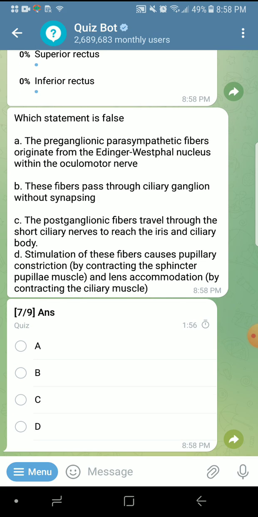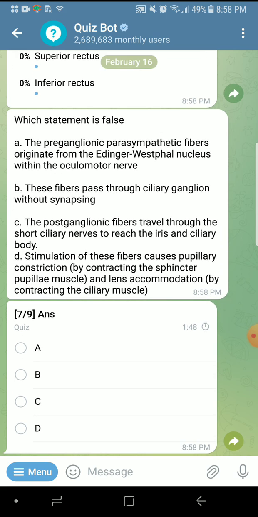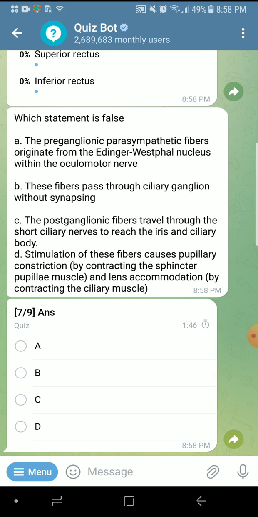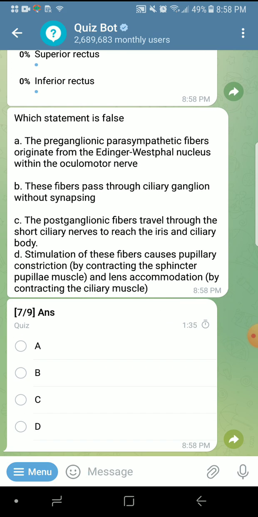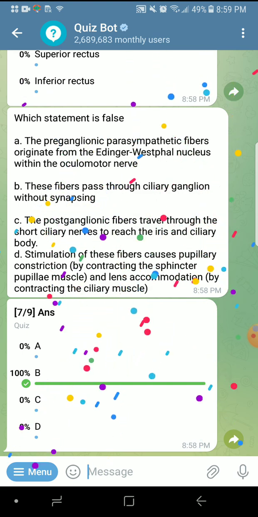Now, which is false? The preganglionic fibers, parasympathetic pathway, near reflex pathway, light reflex pathway. The preganglionic comes from the Edinger-Westphal within oculomotor nerve, I told you. Now B is a wrong statement. That's the answer because the fibers synapse. They don't pass. They synapse at the ciliary ganglion. And C option, postganglionic fibers pass through the short ciliary nerves via nerve to inferior oblique. And stimulation of these fibers, D option, causes pupillary constriction. True. And lens accommodation, that is also true. So B is the answer over here.